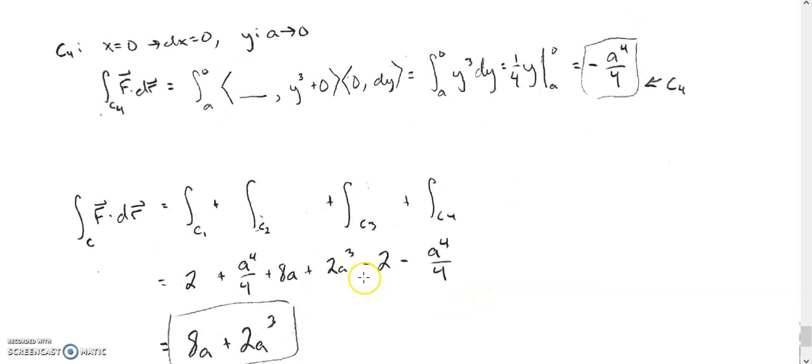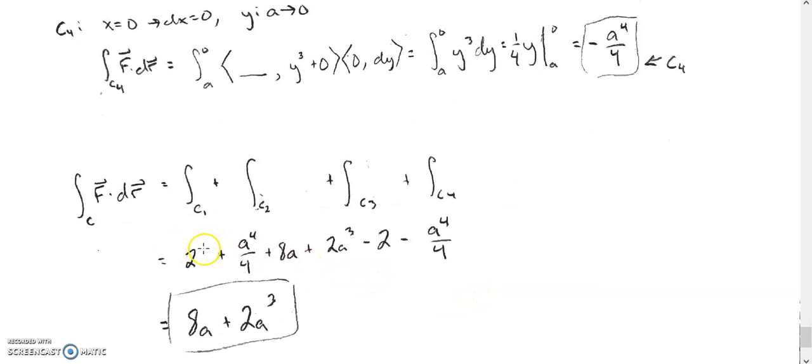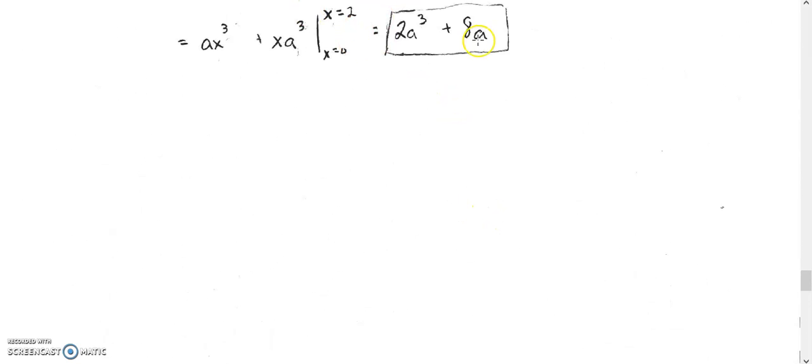And what happens, and it's awesome, it makes me so happy. I hope it makes you happy too. You know it does. Maybe a little bit. Maybe some of you look at me like, come on, man. Anyway, makes me happy. I got the 2, I subtract the 2. I got the a to the 4th over 4, subtract the a to the 4th over 4. What am I left with? 8a plus 2a cubed, which if we go up to the previous question, same thing, right?